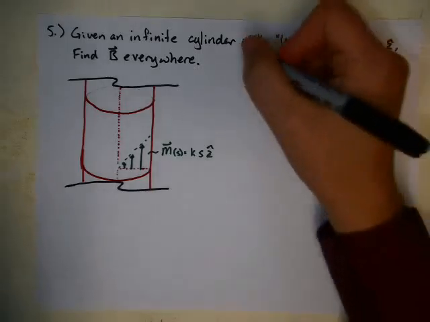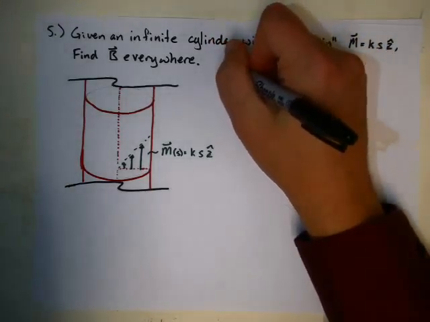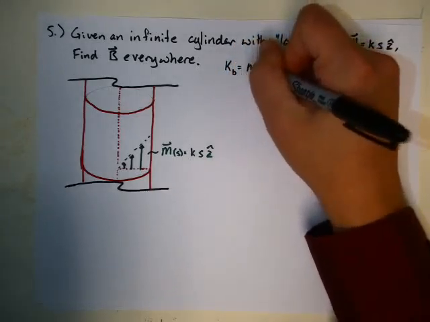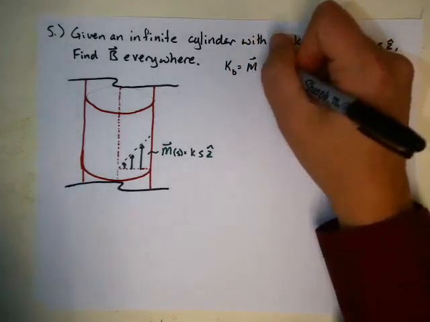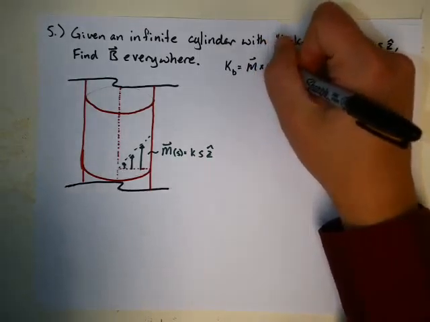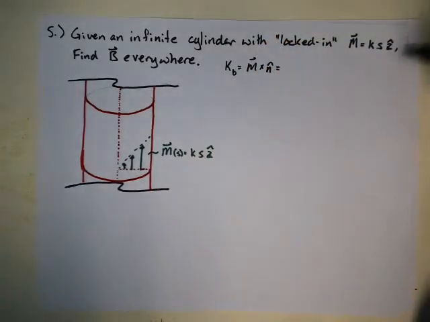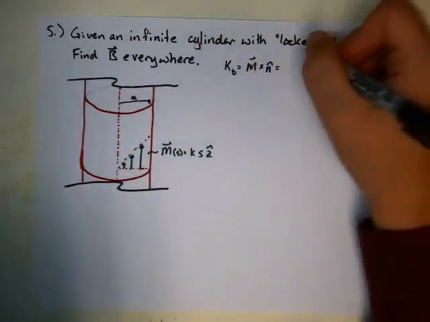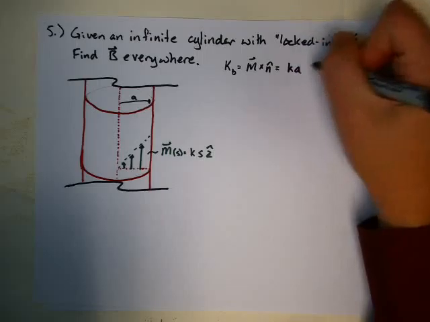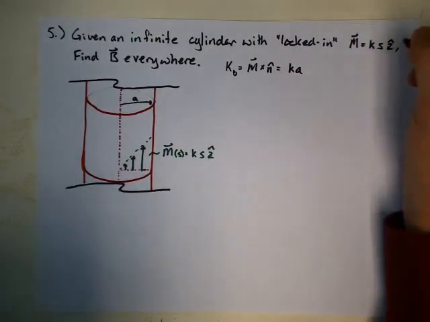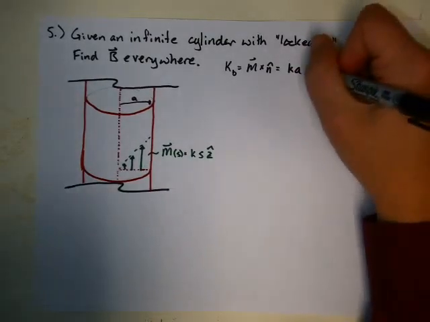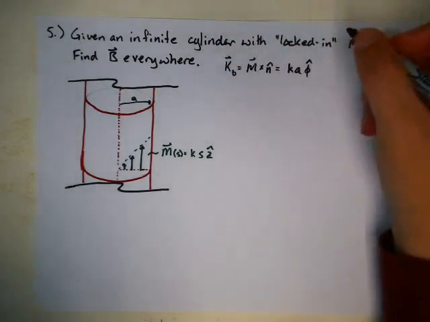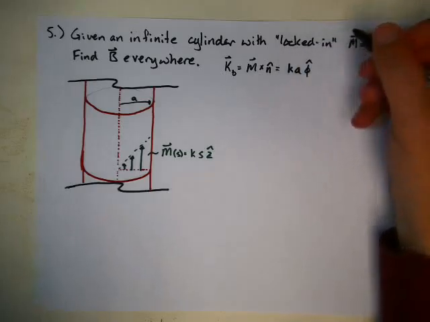So step 1 is just find the current. The bound surface current is the magnetization vector cross n hat, evaluated at the surface. So at the surface, if we define this as distance a, this will be K times a. And then we're going to get z hat cross s hat, which we know is in the positive phi hat direction.